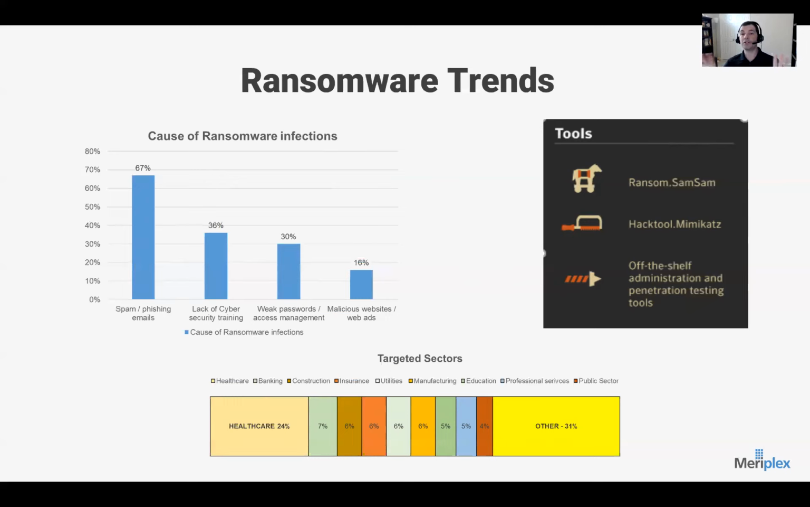Now, when we talk about where we see most attacks by sector, we see healthcare at the top, followed by banking, construction, insurance, utilities, manufacturing, education, professional services, and a good portion of others. But every target sector that we have seen is always going to be among those top 10, moving between first and second, sometimes between banking and healthcare. Professional services has been huge last year, for example.